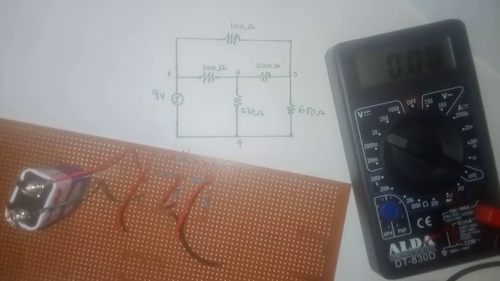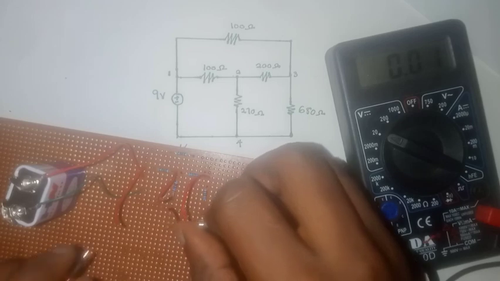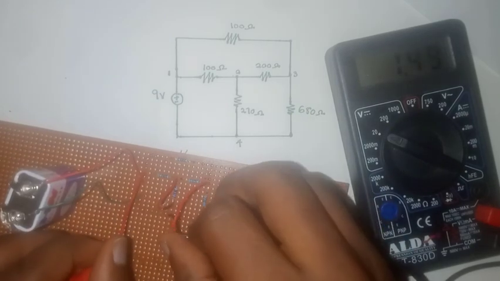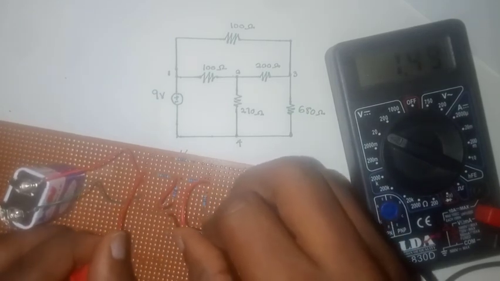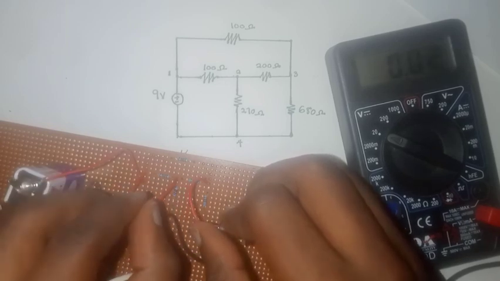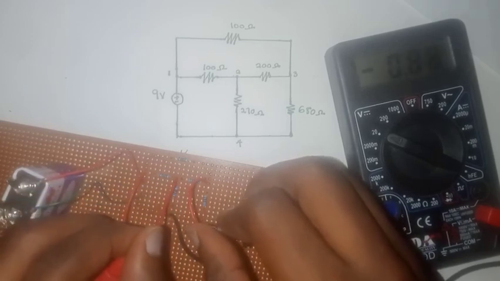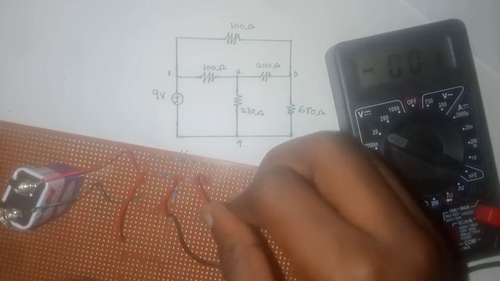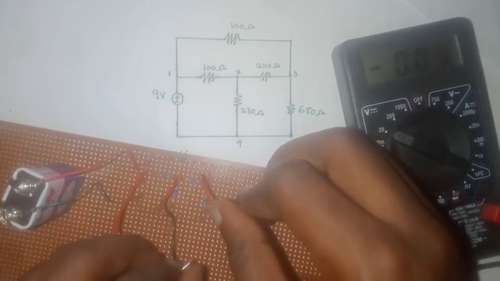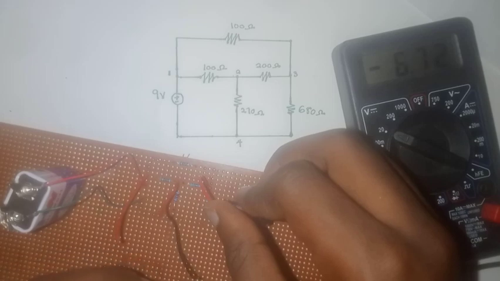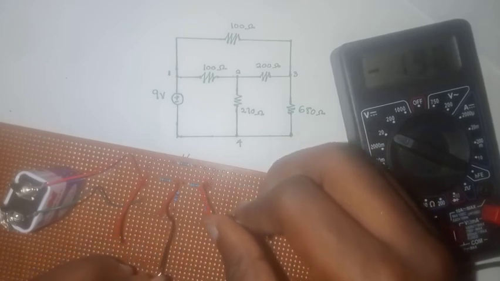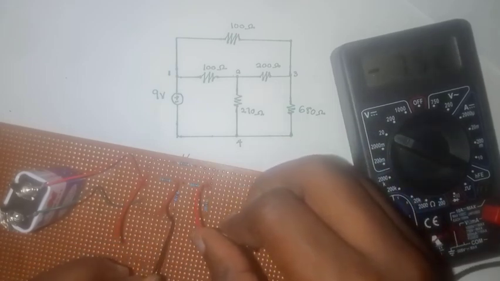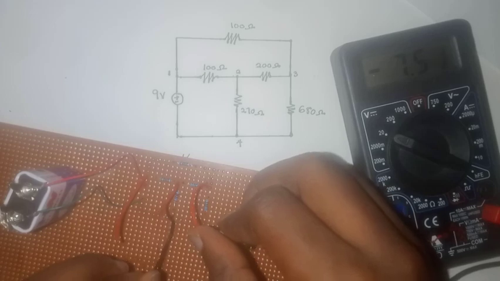Then we're going to connect our negative to positive. I get 1.49 at V1, minus 0.72 as V2, and we get minus 7.52 as V4.